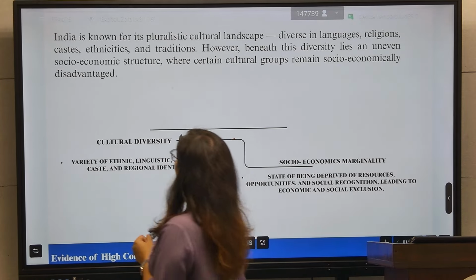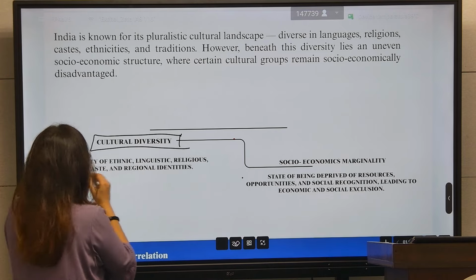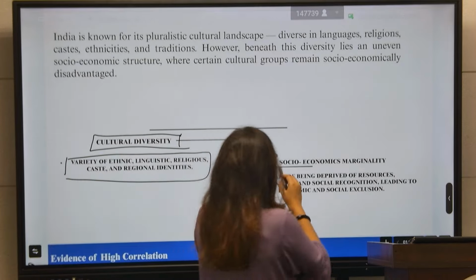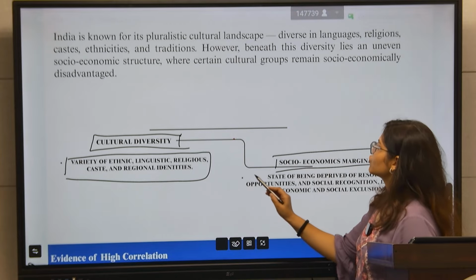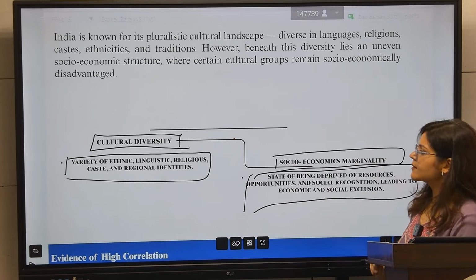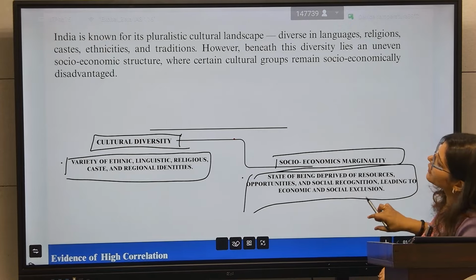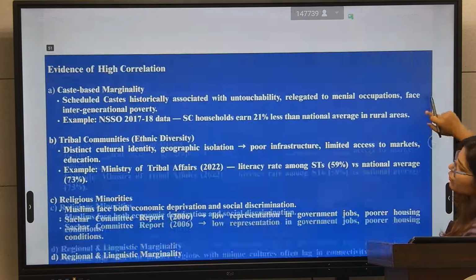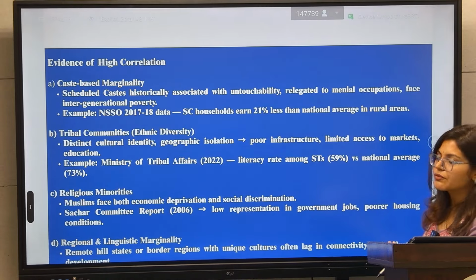So here you will define cultural diversity. This will make your answer more presentable. And here, the socio-economic marginalities. Here define what socio-economic marginalities are. In this way you make a diagram. Then come to the body part. Then you will define the high correlation between them.